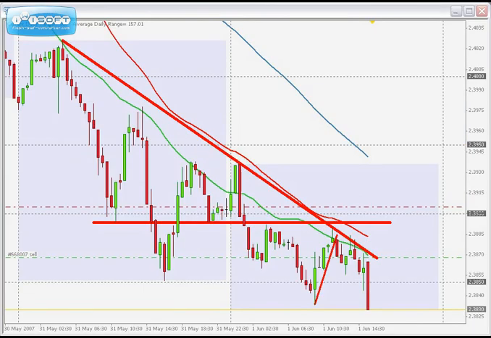Hi guys, this is Hector. Just a quick update to let you know that I've taken half of my position out on my live account right there at plus 20 pips, and I've moved the stop to break even.